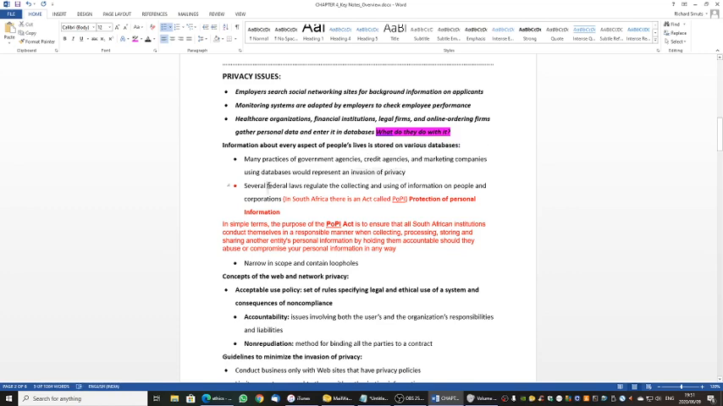There are several federal laws, that is in the USA, that regulate the collecting and using of information. I would like to discuss the one in South Africa called the POPI Act. It is the protection of personal information. An example of this is I have been given lists of student cell phone numbers and student addresses. Because of the POPI Act, I am not allowed to give that list to any other individual or any person. I have to follow this act. It's a legal act. It's law that I cannot give out your personal information to any third party.